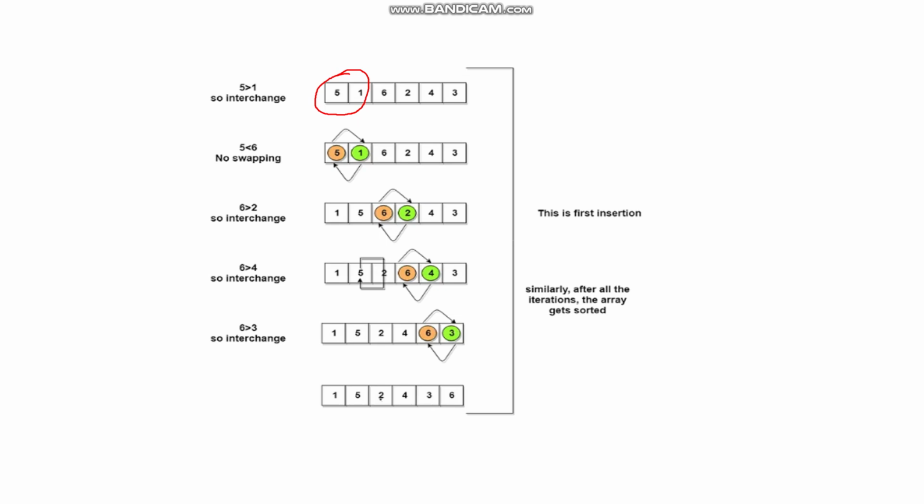Once pass one is completed, the highest value will be at the end. What is the highest value here? 6. The 6 is set at the end. This is called pass number 1. During pass 1, we find the first highest value.